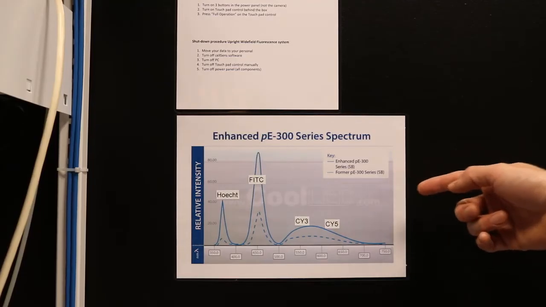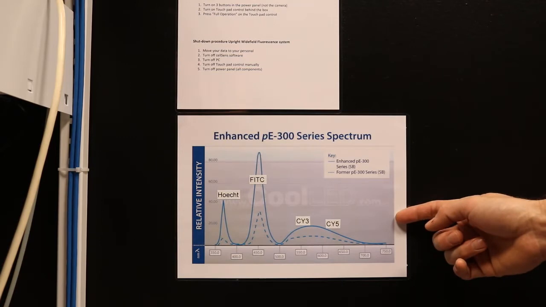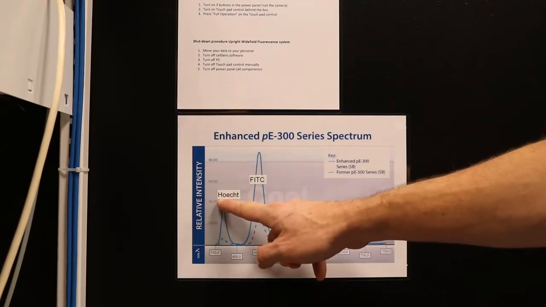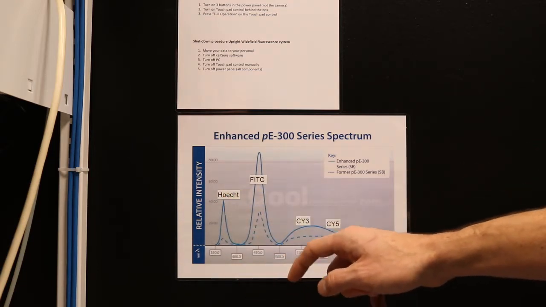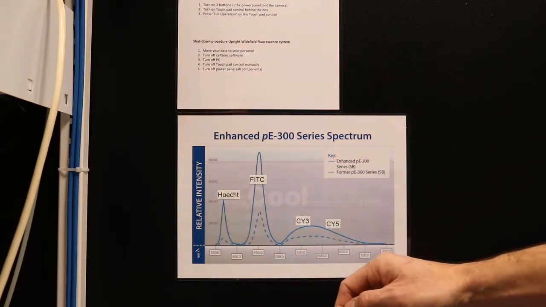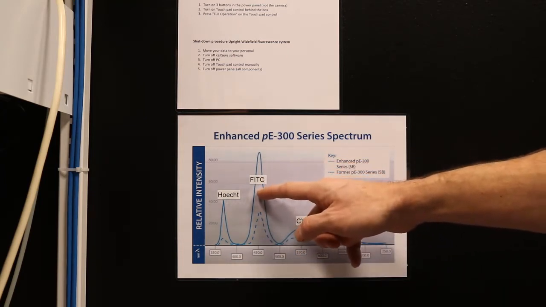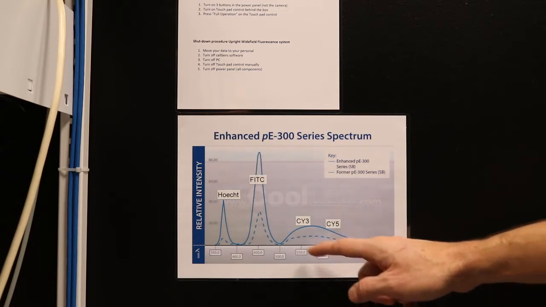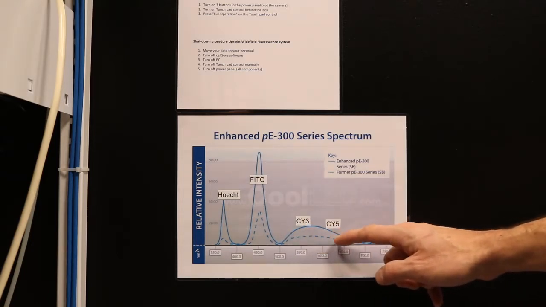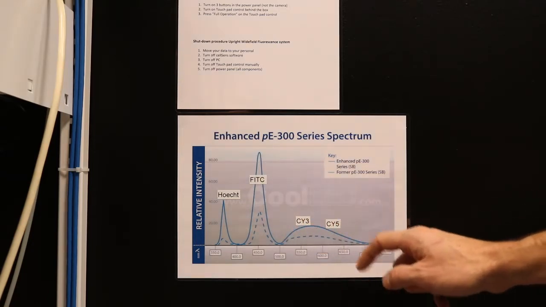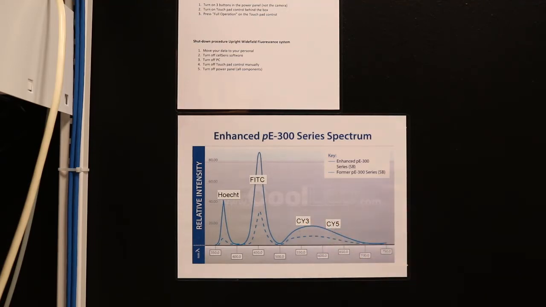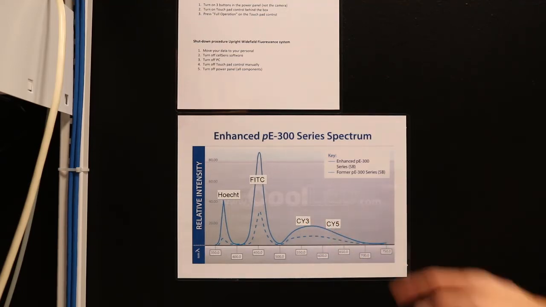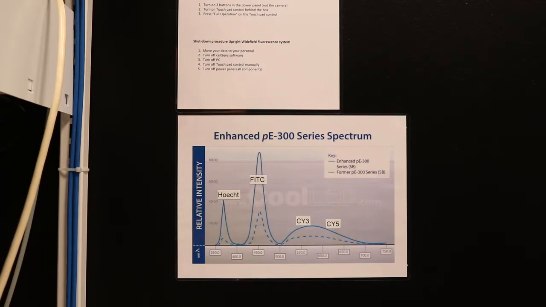Moving down, you see the spectrum of the light source and the filter sets that we have in the system. The light source has a UV peak where we detect the Hoechst stain. Then it has the green diode where we detect the FITC. And then the red and the far red you see out here. So it's designed for the Cy3 and the Cy5. This is controlled in the software already.